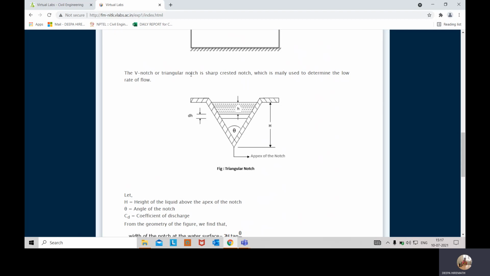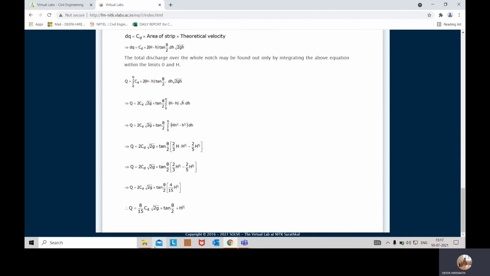The V notch or triangular notch is a sharp crested notch which is mainly used to determine the flow rate of the fluid. The Q theoretical value of discharge is found by using the equation 8/15 × Cd × √(2g) × tan(θ/2) × h^(5/2).